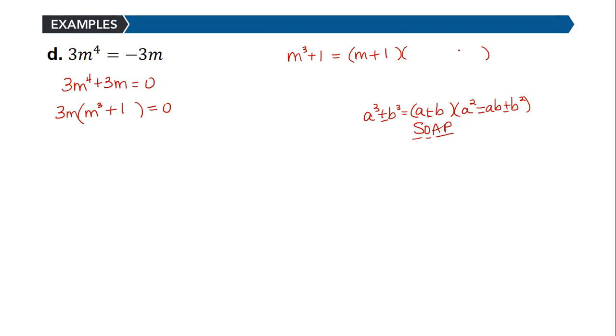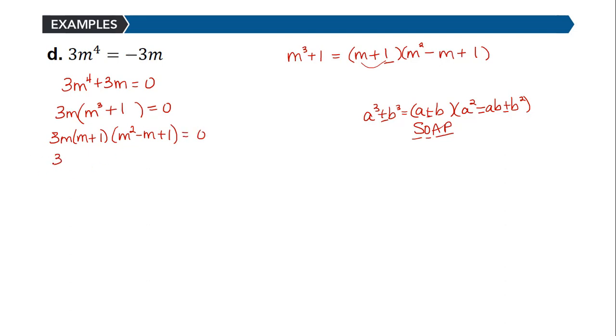And then I obtain the trinomial by this rule. I square the first, so m squared is m squared. Then I take the opposite sign, which would make that negative, and then multiply m times 1, which is just m. The last sign is always positive, and I have to square the 1, which I get 1. So I can write this as 3m times m plus 1 times m squared minus m plus 1 equals 0.